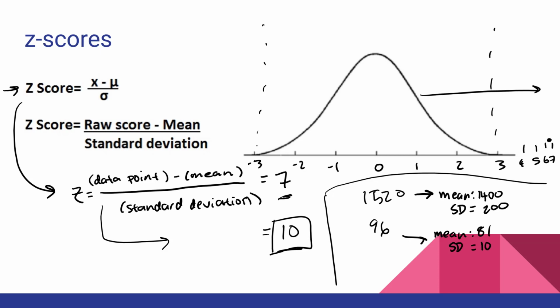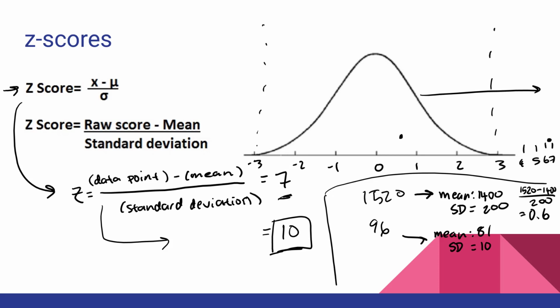So who did better? Let's check out person number 1 first. We know that they got a 1520, the mean is 1400, and the standard deviation is 200. When we calculate their z-score, it's 1520 minus 1400 over 200. So from there, we get 0.6. He is 0.6 standard deviations away from the mean. So he is around here.